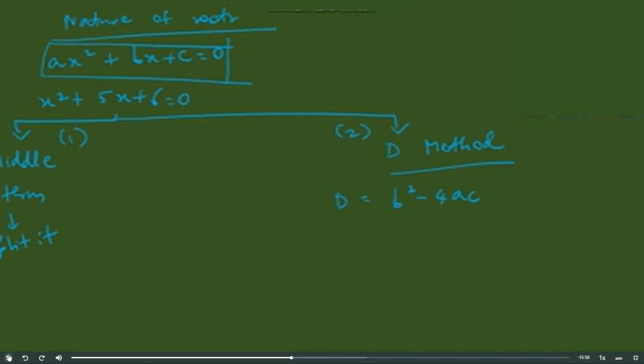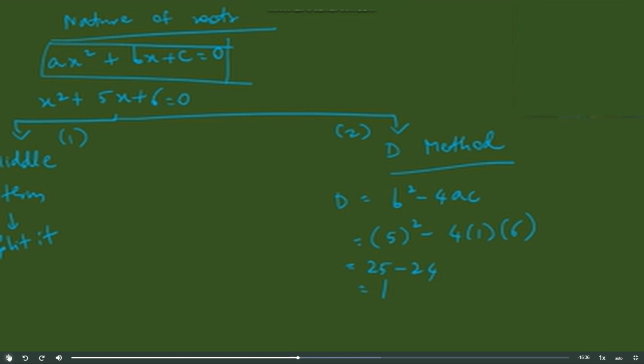So D is equal to B square minus 4AC. In the above case, B is 5. B square minus 4 into A. A and C are constants. Without the variable, you have to take the number, with the sign. Minus 4 into 1 into 6. This is 25 minus 24, which is equal to 1. This is the first step.